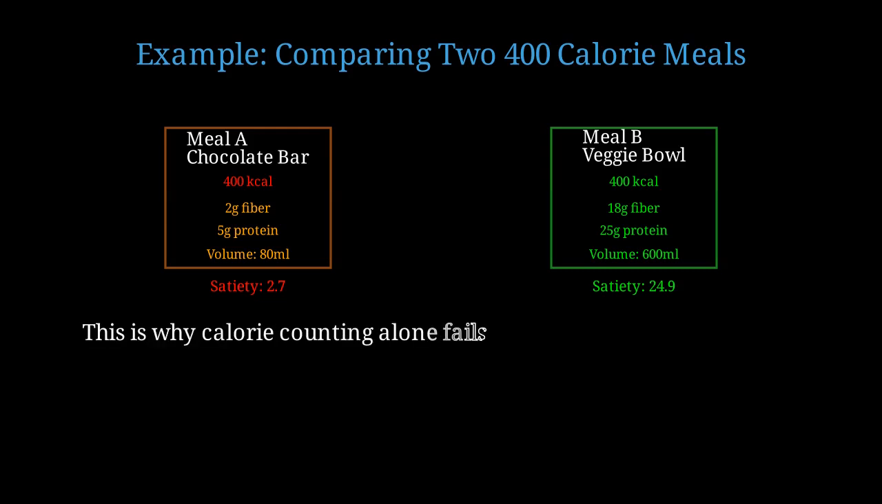This is exactly why simple calorie counting often fails. Two meals with identical calories can have dramatically different effects on hunger and satisfaction. The AI optimizes for satiety, not just calorie reduction.